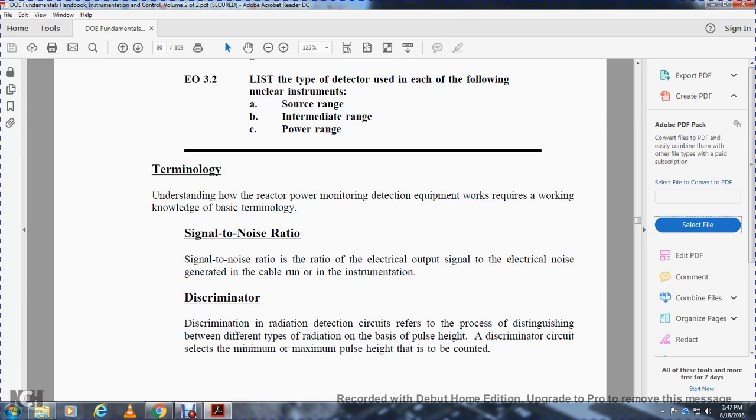Terminology: understanding how the reactor power monitoring detection equipment works requires working with basic terminology. Signal-to-noise ratio: the ratio of the electrical output signal to the electrical noise generated by the cable. To run an illustration: discrimination in radiation detection circuits refers to the process of distinguishing between different types of radiation pulses by pulse height, with the discriminating circuit selecting the minimum and maximum pulse height that is to be counted.